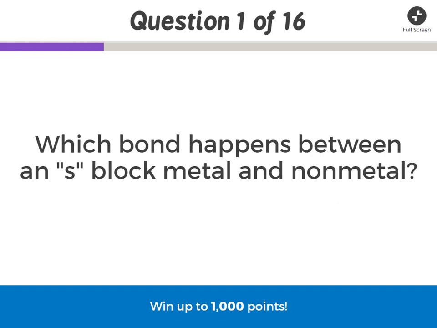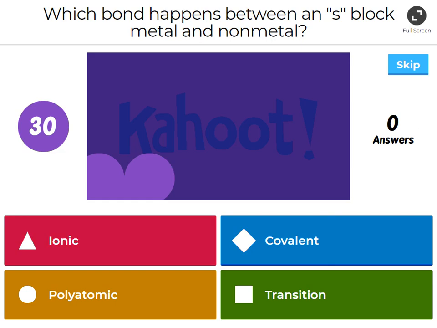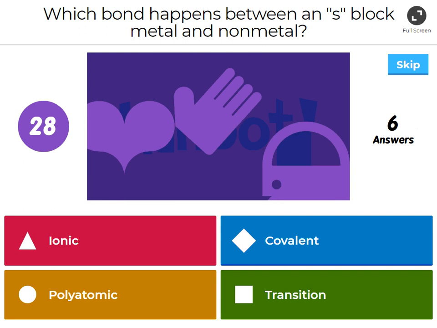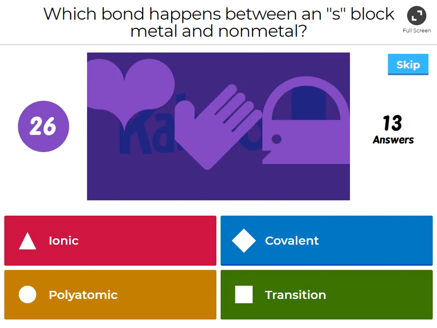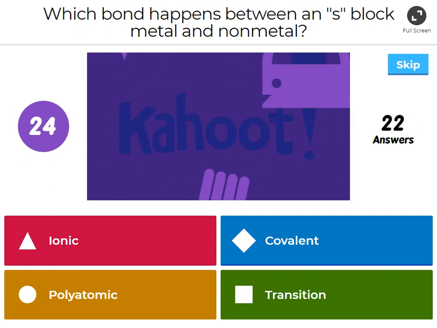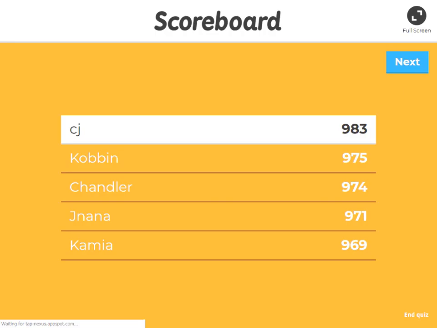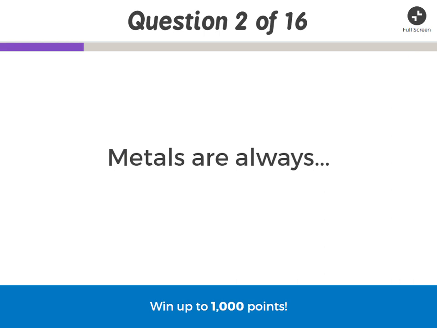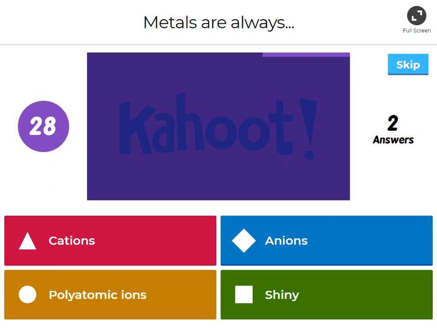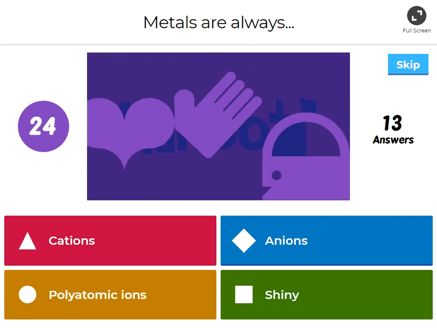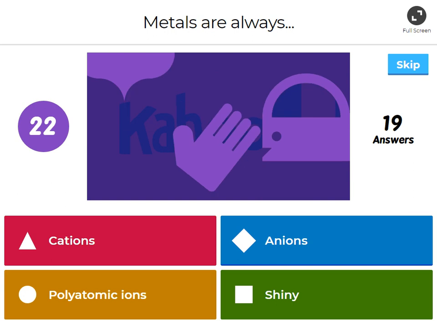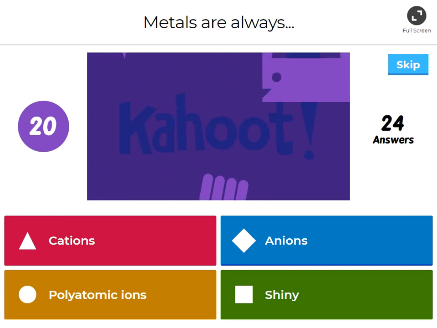Which bond happens between an S block metal and a non-metal? Yes, ionic. Metals and non-metals again. First question, ionic. Metals are always... Try your own so you can assess your own knowledge. This isn't about your neighbors, it's about you.